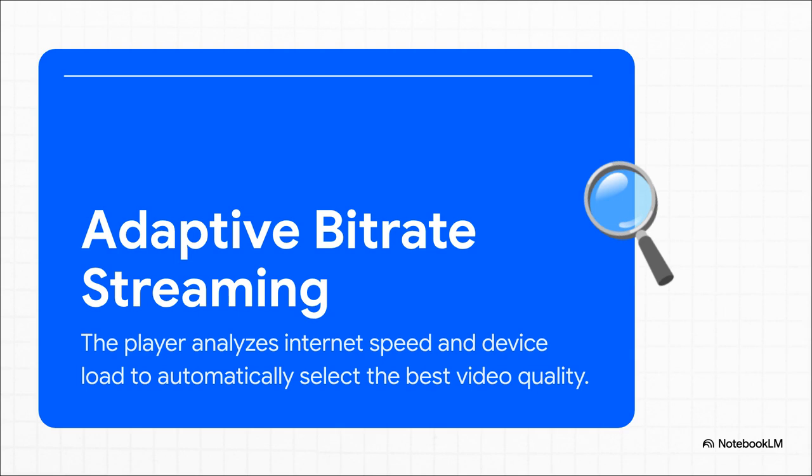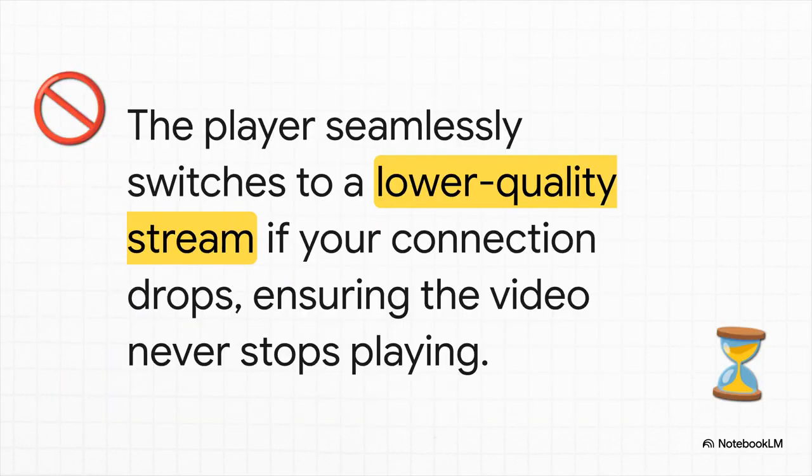It is constantly, and I mean constantly, monitoring your internet speed, checking how hard your phone or computer is working, and even looking at your screen size. It crunches all that data and in real time picks the absolute best video quality for that specific moment. And this is exactly why you almost never see that dreaded spinning buffering circle anymore.